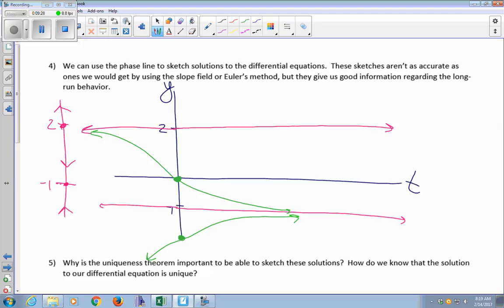And then if I pick an initial condition bigger than 2, the slope when our initial condition is bigger than 2 is positive, which means that it's always increasing from left to right. So it's got to go something like this. So there's a lot of information, right? We can sketch a lot of good information from the phase line without doing a lot of analytical stuff.